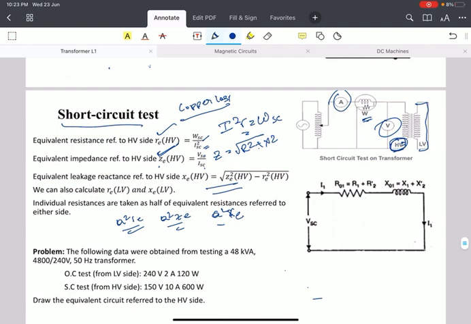So the short circuit test and open circuit test are performed to find out the parallel and series parameters of the transformer in order to obtain the transformer efficiency.